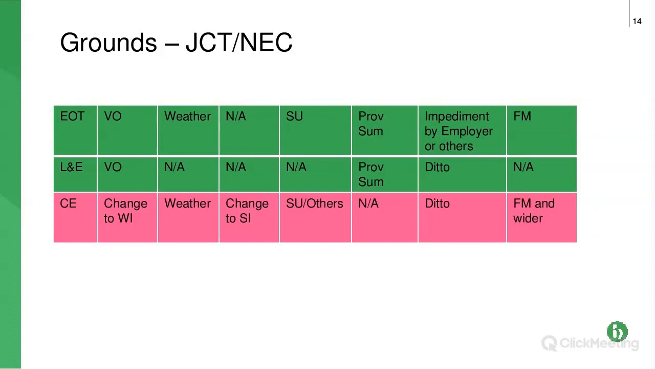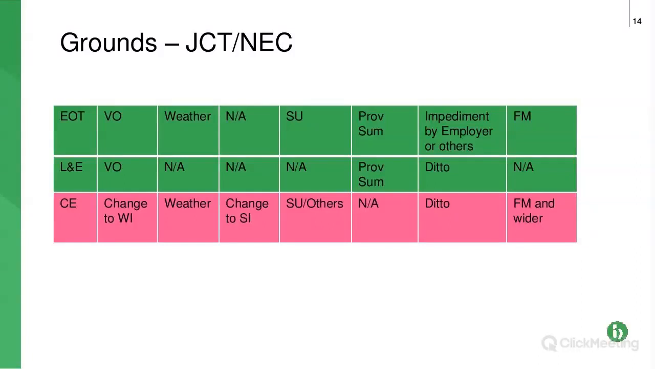But if you move along to the one that says weather in green, yes, you do get an extension of time for bad weather. It's got to be exceptionally severe weather. So that's not just any bad weather. It's really difficult to get extra time. But if it is exceptionally severe weather, so storm and wind, you probably will get an extension of time. Do you get your loss and expense? So your money relating to the extra time on the site? No, because it says not applicable underneath.